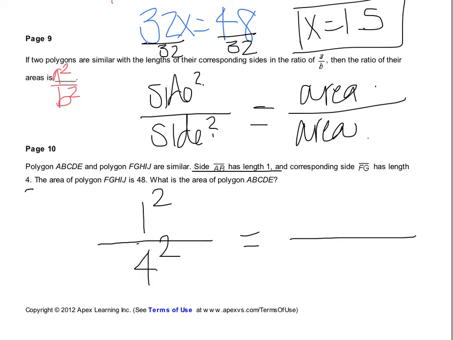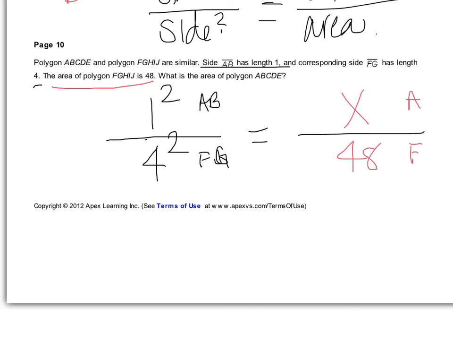And I'm going to label these. 1 was side AB and 4 was side FG. So the top should have something to do with A and the bottom should have something to do with F. So it tells me the area of polygon FGHIJ is 48. That's going to go on the bottom because that's in the same polygon as side FG. And I don't know the area of ABCDE, so I'm going to label that as X.